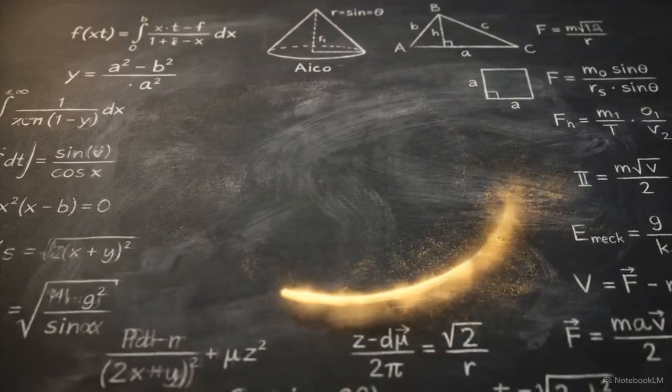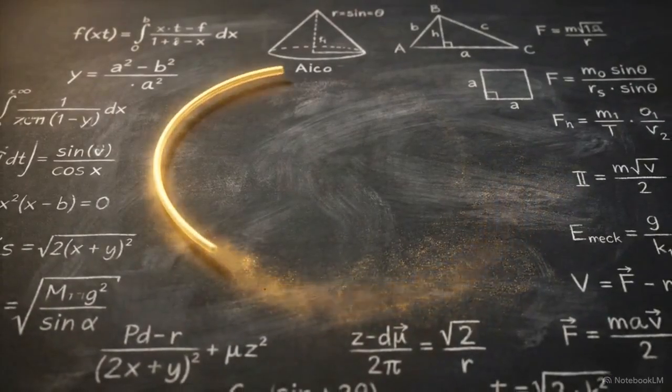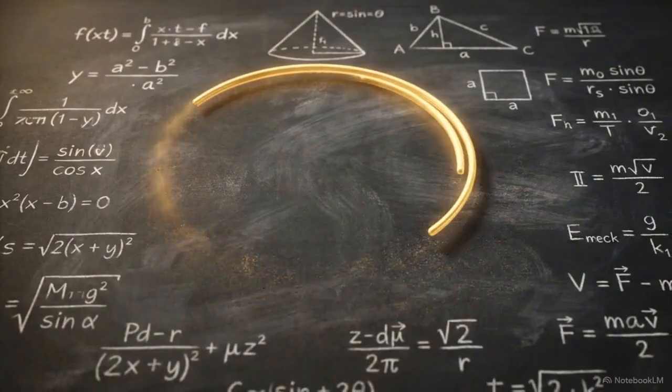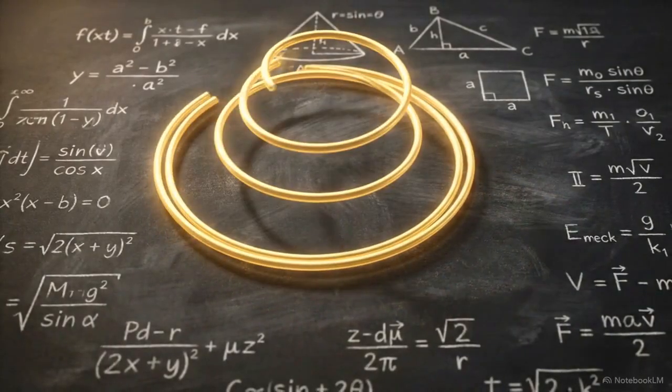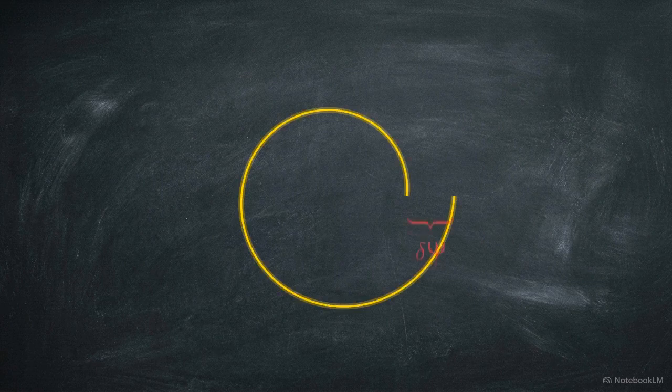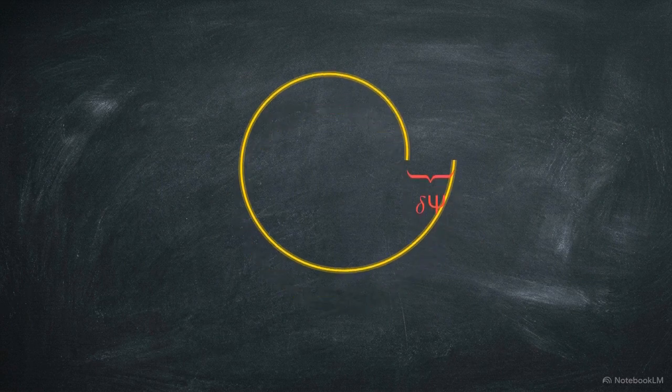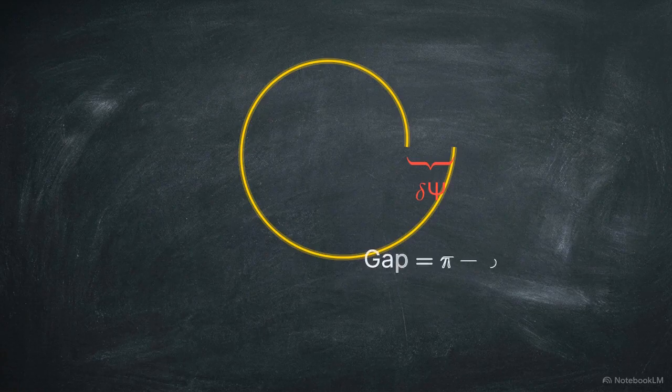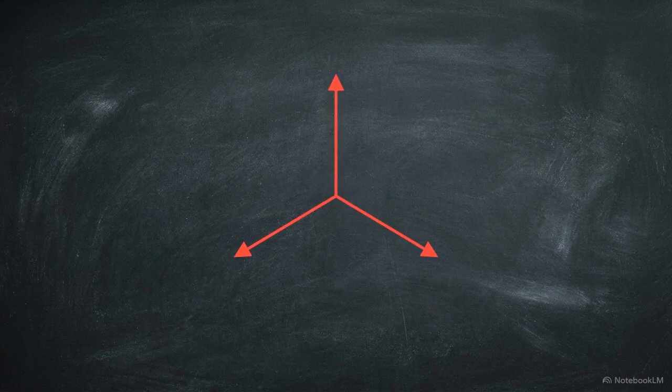This loop is actually a spiral. Because the path around the torus is slightly offset, the loop fails to close perfectly on itself. This leaves a physical gap in the geometry, labeled as delta psi. Mathematically, the width of this gap is determined by the difference between the irrational path of pi and the integer nodes of the loop. This gap manifests as 3 separate projections.